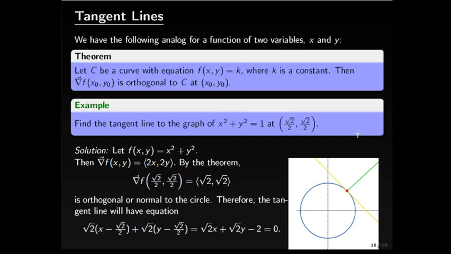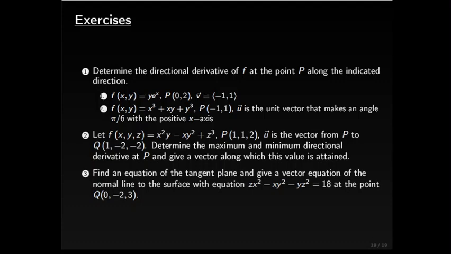And this is the circle, the tangent line. This point is (√2/2, √2/2). And this is the gradient. So that concludes our discussion on directional derivatives, gradients, and tangent planes.